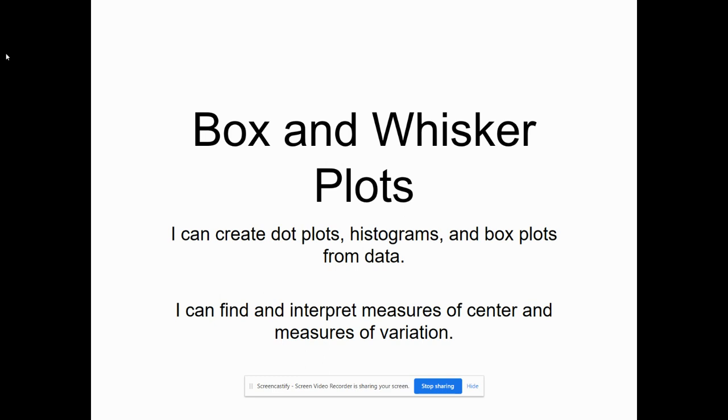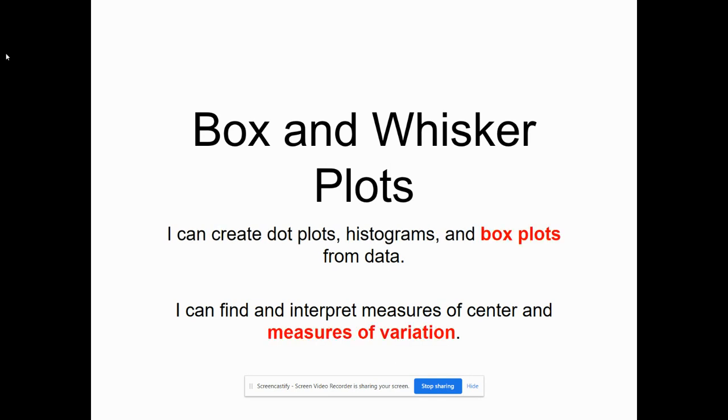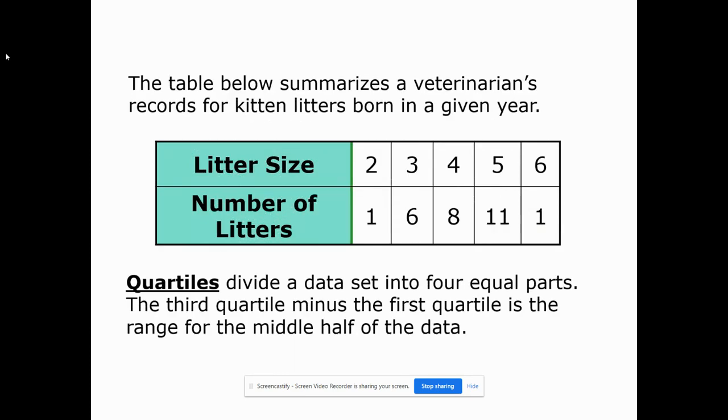Guys, today we're going to talk about box and whisker plots. The I can statements we're working on are: I can create dot plots, histograms, and box plots from data, and I can find and interpret measures of variation and measures of center. We're going to focus on box plots today, and box plots really focus on measures of variation. We'll talk more on measures of variation later, though.